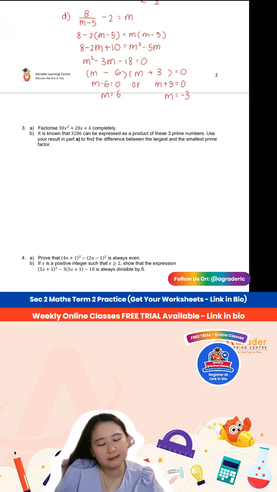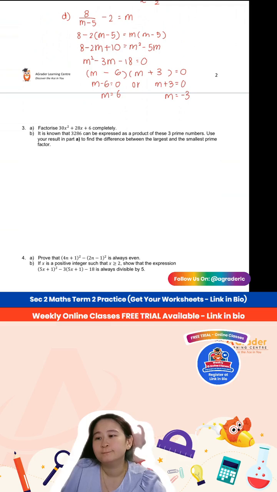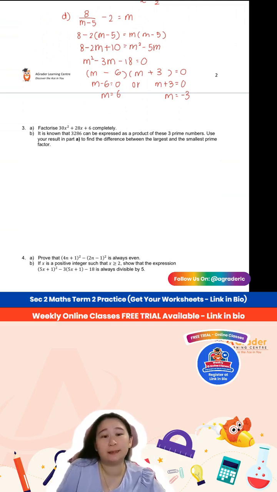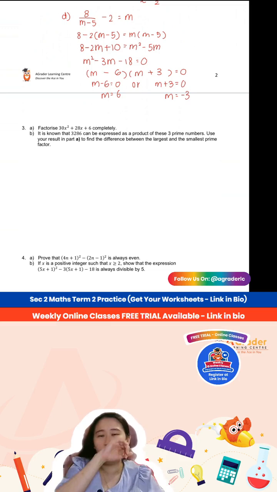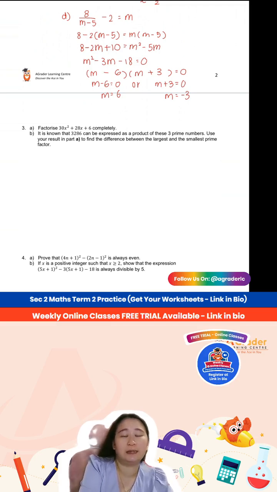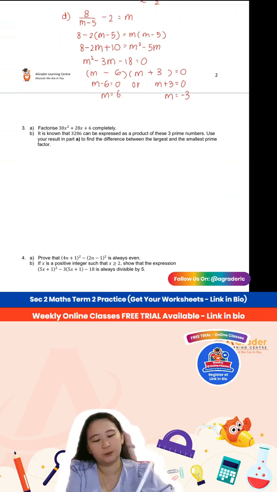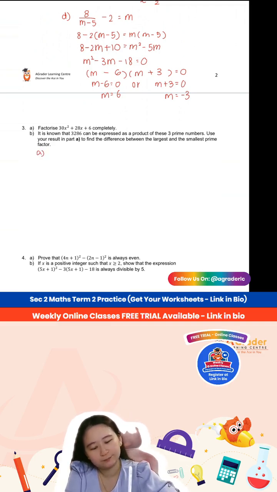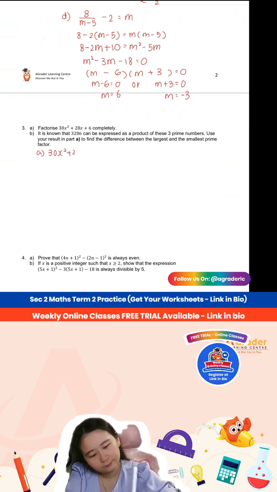Question 3, factorize 30x squared plus 28x plus 6 completely. So firstly, we look at the numbers. They are all even numbers in the 3 terms. So an easier way is always to factorize out, if all the terms have a common factor. So you can factorize out 2 first. So factorize out 2, you have 15x squared plus 14x plus 3.